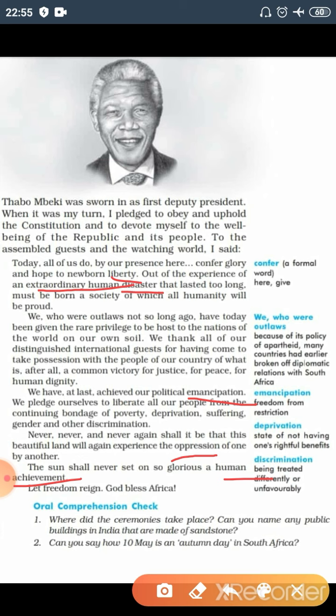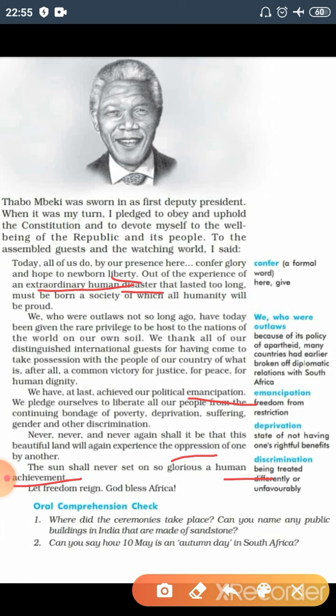He has also thanked everyone, especially the international leaders, for joining them in celebrating their achievement. He also mentioned that after a great struggle, they have finally achieved political freedom. His government promised to free everyone from poverty and inequalities. He then exclaims that freedom should rule and may God shower his blessings on their land. He is saying that freedom will continue to rule the country and he wants God's blessings for his people.